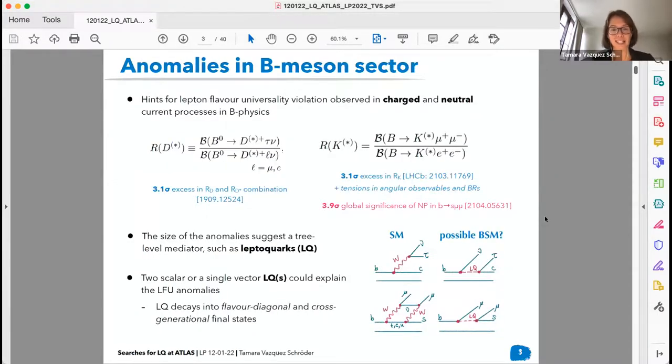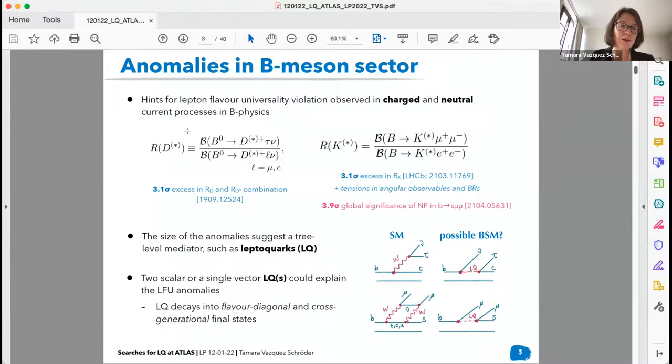Leptoquarks have been in the theory world for quite some time, but it's only in recent years, with the appearance of hints for lepton flavor universality violation observed in the charged and neutral current processes in B-physics, that leptoquark searches have gained quite a lot of interest and momentum.